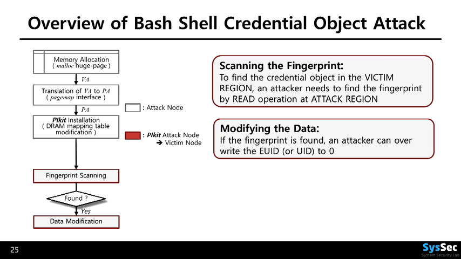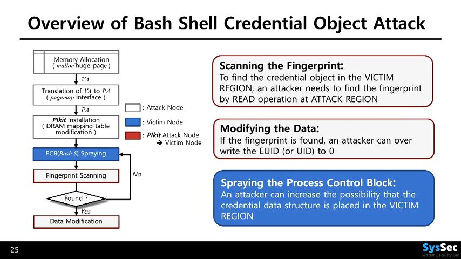As mentioned before, the attack address region is mapped to somewhere in the victim node. So there is a case where the bash's credential data doesn't exist in the victim address region. It happens quite frequently. But in this case, the attackers can still increase the possibility of finding the credential data by spraying the processor control block.